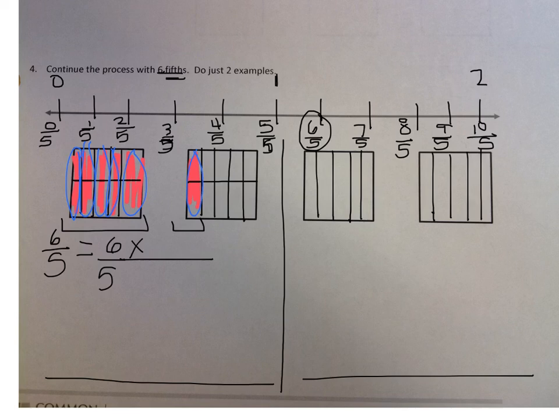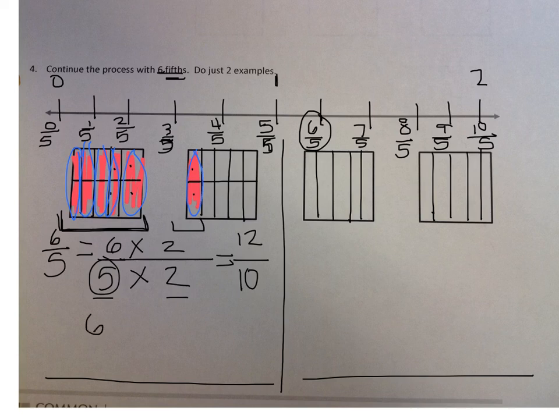But this time, we've cut them each in half. So we have 6 groups, and in each group there are 2 separate pieces, which gives us a total of 12 pieces that are shaded. Total, in one of our wholes, in 1 whole, we have a total of 5 groups. And again, in each of these 5 groups, there are 2 that are shaded. So 5 groups of 2 gives us a total of 10 pieces in the whole. So 6/5 is equivalent to 12/10.